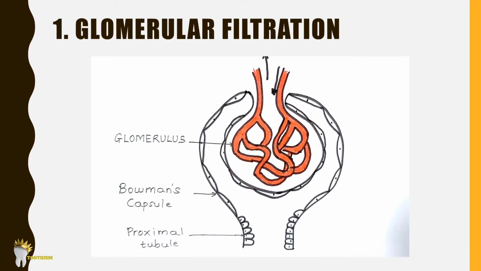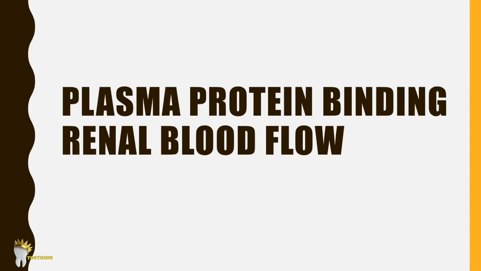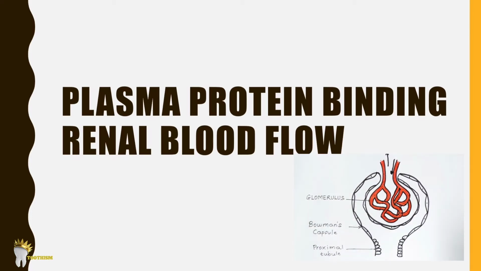First is glomerular filtration. See, this is the glomerulus, which consists of a cluster of capillaries, and this is surrounded by Bowman's capsule into which the urine is filtered. Blood flows through these capillaries, and through the large pores of these capillaries, both lipid soluble and non-lipid soluble drugs pass through. This filtration depends on the plasma protein binding of the drug and renal blood flow. Means if the drug is plasma protein bound, it cannot filter from here because the plasma proteins are very large and they cannot pass through the pores of these capillaries.